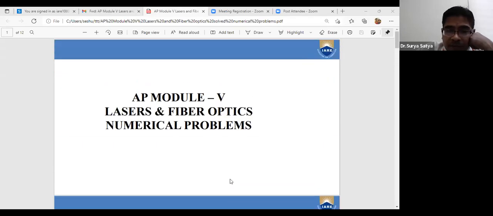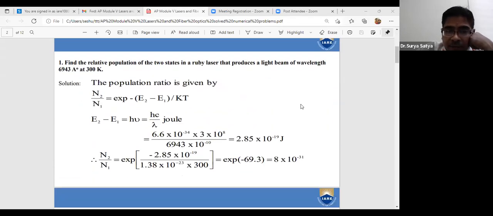Let us try to do some problems from this chapter, lasers and fiber optics. The first question, we'll go for lasers again: find the relative population of the two states in a ruby laser that produces a light beam of wavelength 6943 angstroms at 300 Kelvin. So this was the question.